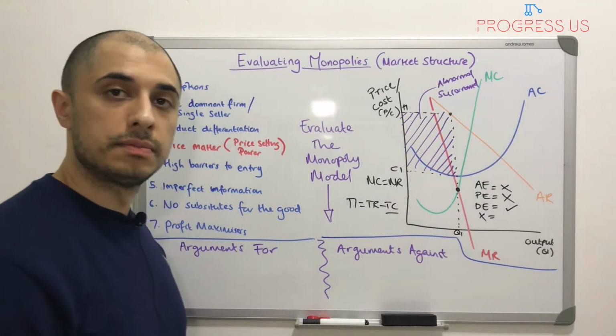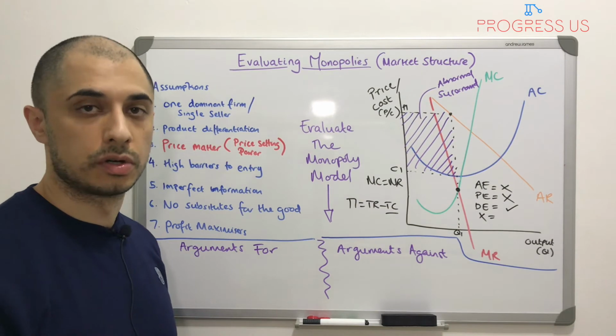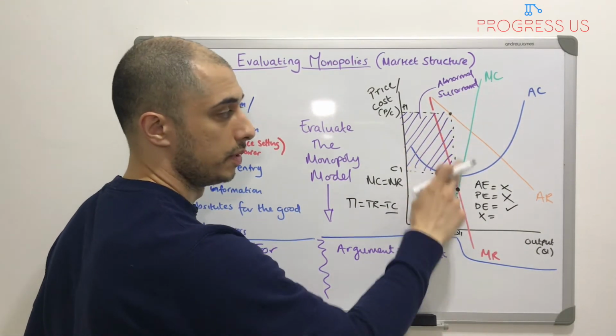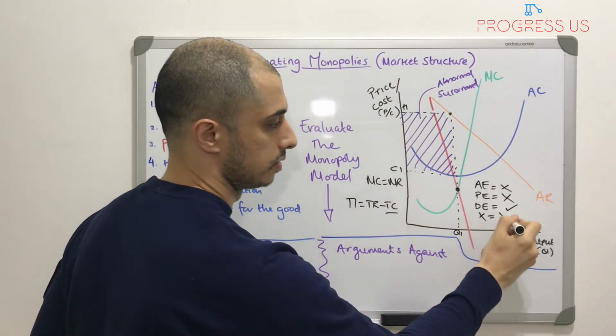X efficiency is quite simple. It's whether they're producing on a cost curve or not. Here's where we're producing. We're nowhere near or on the cost curve. So again, it's not very efficient.